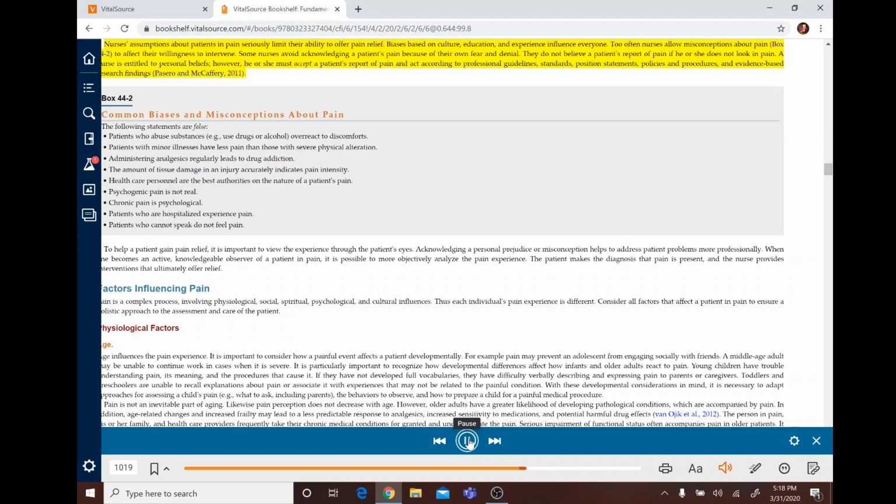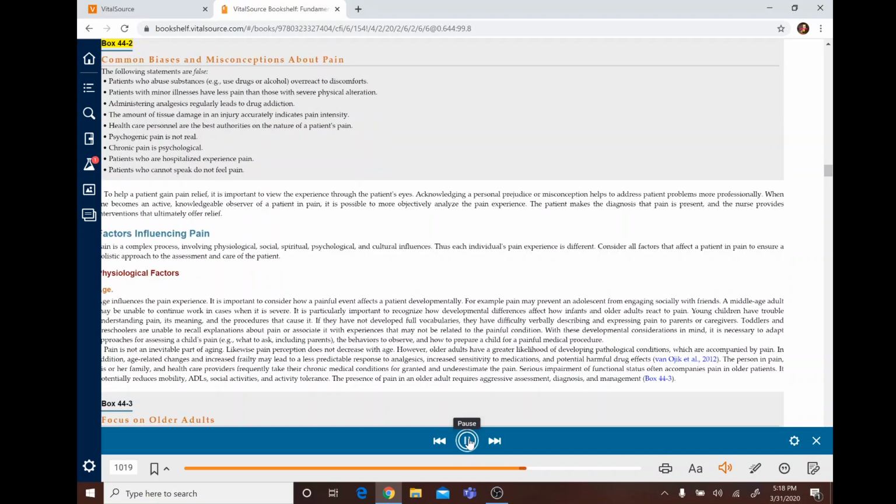Some nurses avoid acknowledging a patient's pain because of their own fear and denial. They do not believe a patient's report of pain if he or she does not look in pain. A nurse is entitled to personal beliefs; however, he or she must accept a patient's report of pain and act according to professional guidelines, standards, position statements, policies and procedures, and evidence-based research findings. Potter and Perry, 2011.